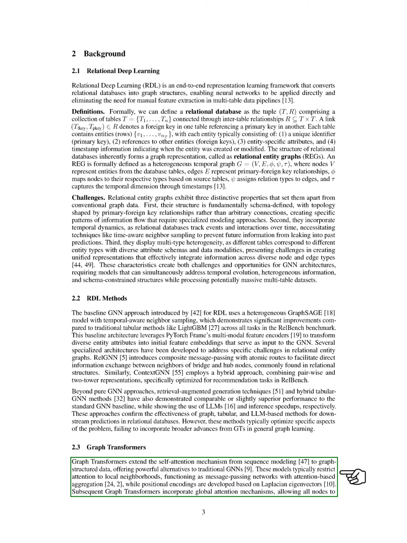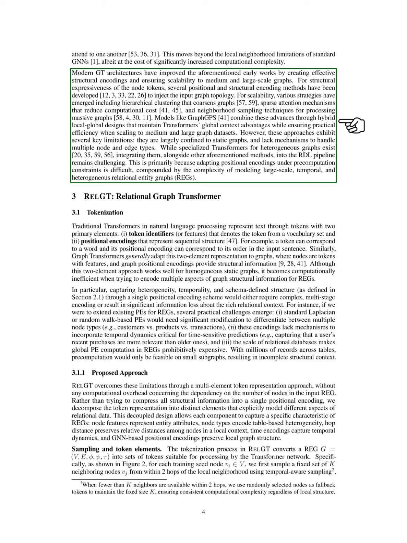Later versions of graph transformers introduced global attention mechanisms, enabling all nodes to interact with each other, thus overcoming the local limitations of standard GNNs, although this increases computational complexity. Modern graph transformer architectures have built on earlier work by developing effective structural encodings and ensuring they can scale to medium and large graphs. To enhance the structural expressiveness of node tokens, various positional and structural encoding methods have been created to incorporate the input graph's topology.